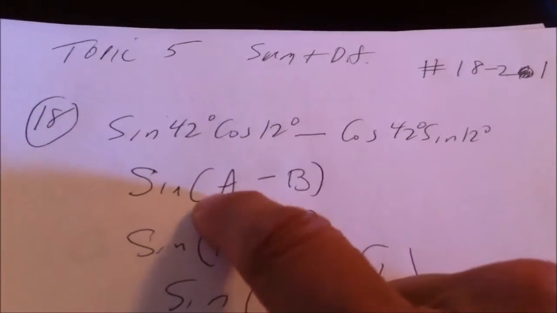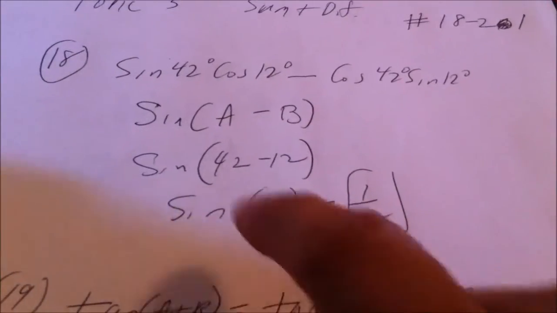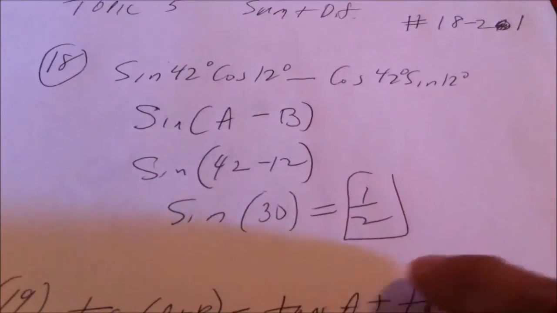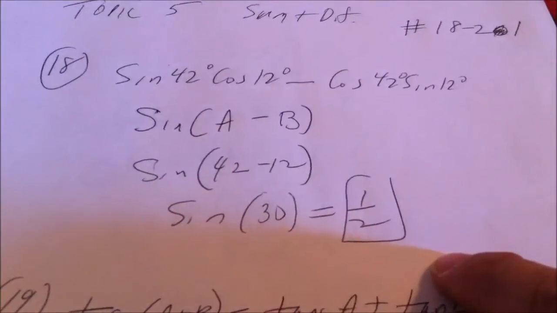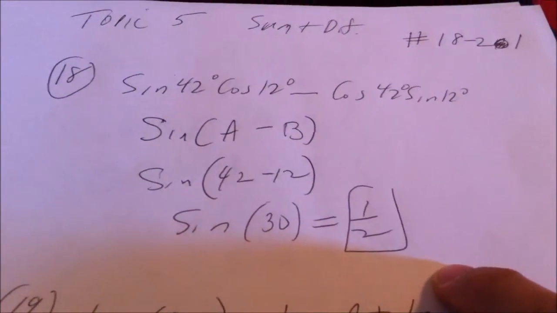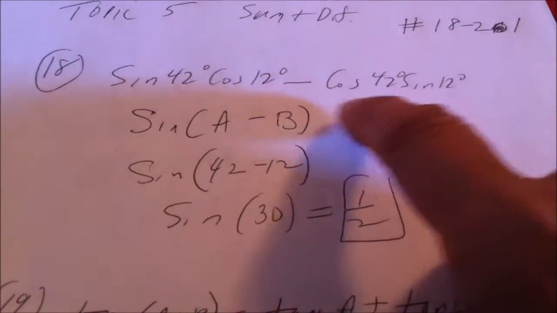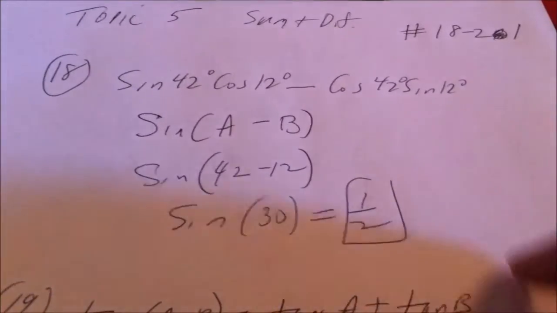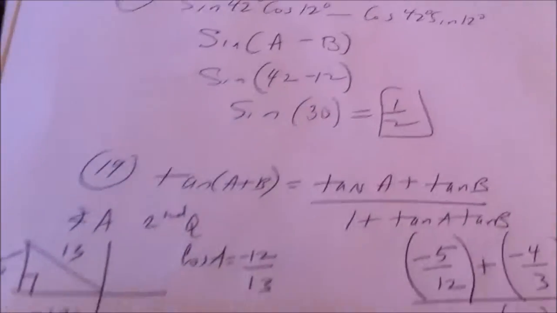So this angle represents A, and the 12 degree represents B. So really what you're doing is the sine of 42 minus 12, which is the sine of 30, which, yay, is 1/2. If you would have typed this into the calculator, you would have gotten 1/2. So if this were a part 1 question, bing bang boom, you type it in. As a part 2 question, you really should recognize that this is the sine difference formula.